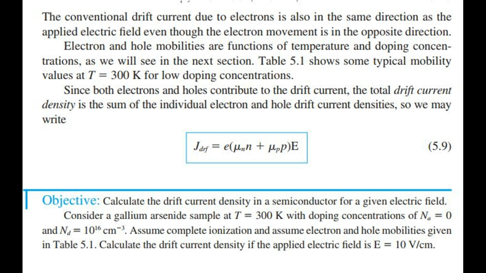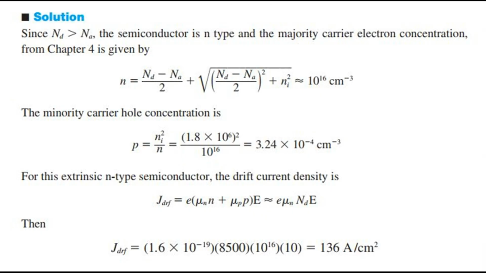Consider a gallium arsenide sample at temperature T = 300 kelvins with doping concentrations of N_a = 0 and N_d = 10^16 per cubic centimeter. Assume complete ionization and assume electron and hole mobilities given in Table 5.1. Calculate the drift current density if the applied electric field is E = 10 volts per centimeter.